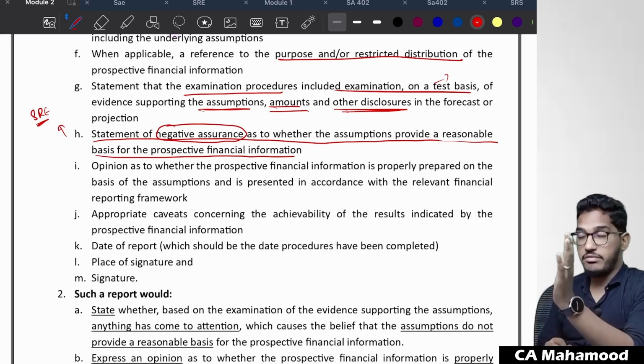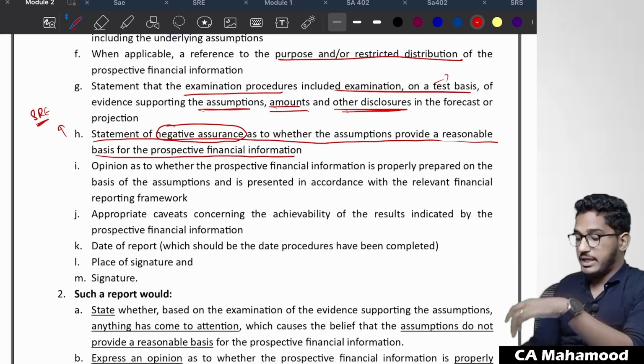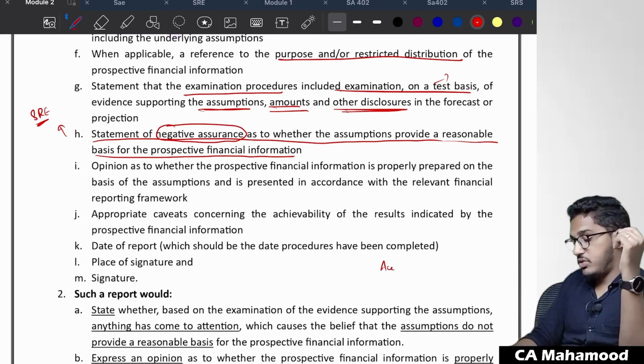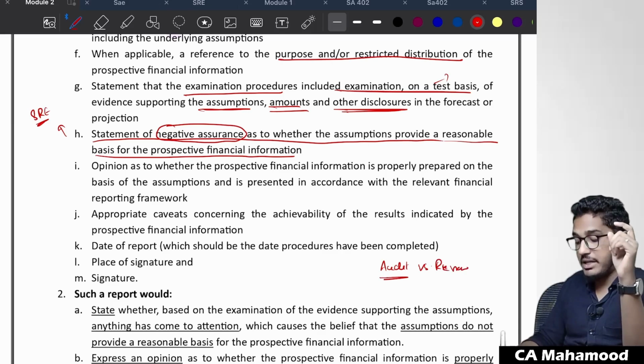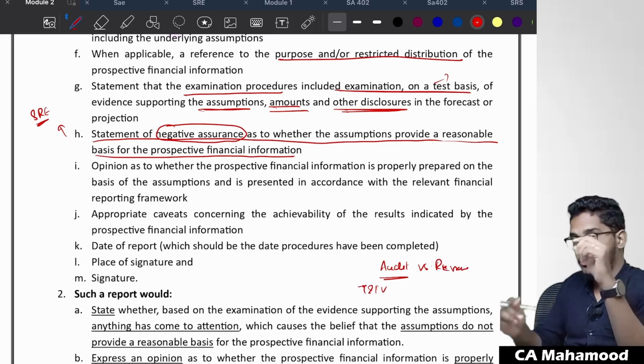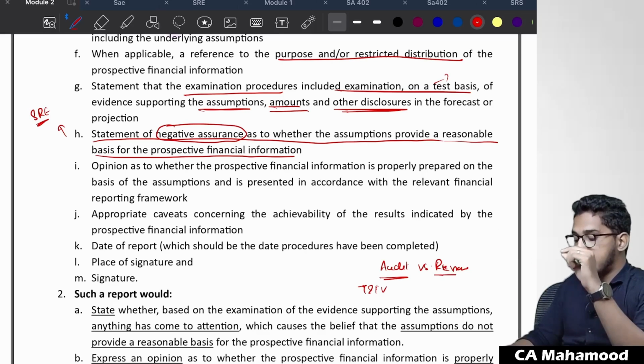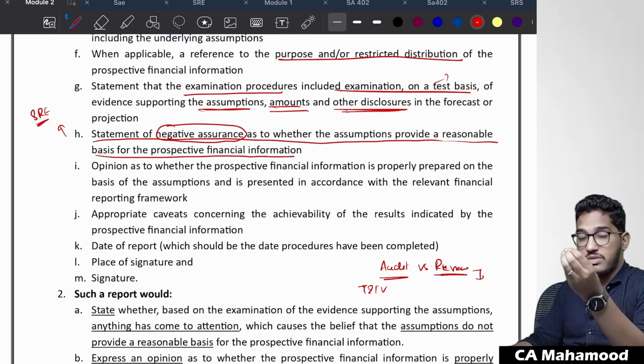In the case of audit, we give a positive opinion. While I was explaining the difference between audit versus review, one point of difference was that in the audit, if we are satisfied with everything, we will say in our opinion paragraph that financial statements give a true and fair view. We say it in positive terms. Whereas in the case of review, we say based on a review, nothing has come to our attention which makes us believe that financial statements are not prepared as per the applicable financial reporting framework.